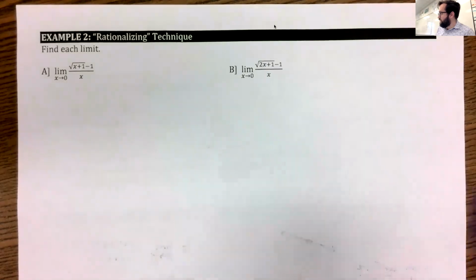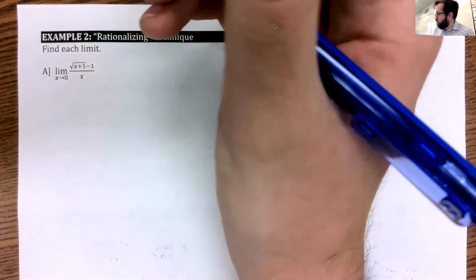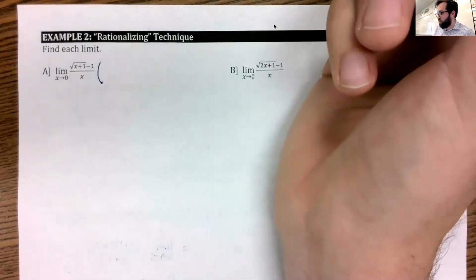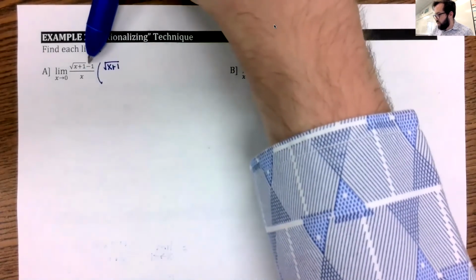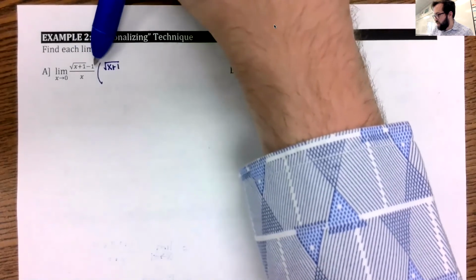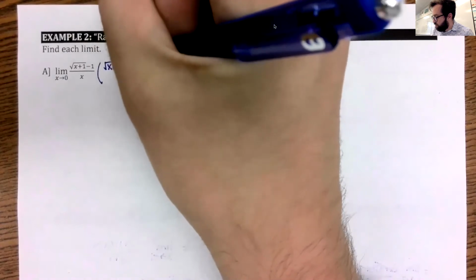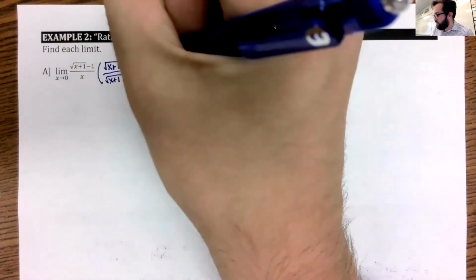So instead, we are going to rationalize by multiplying by a conjugate pair. So whichever part, either the numerator or the denominator, wherever the square root is, we're just going to take that square root, and if there's an operation between the square root and another number, we're going to switch it. So we're going to multiply this by the square root of x plus 1 plus 1, over the square root of x plus 1 plus 1.